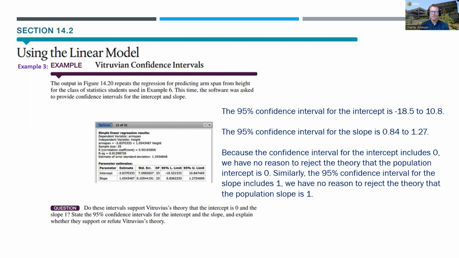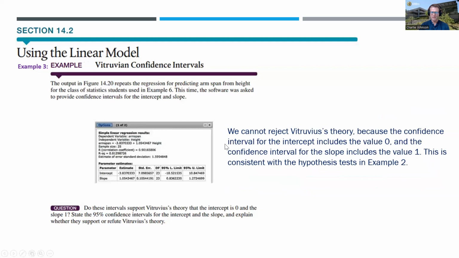Because the confidence interval for the intercept includes 0, we have no reason to reject the theory that the population intercept is 0. Similarly, the 95% confidence interval for the slope includes 1. Again, we have no reason to reject the theory that the population slope is 1. These results are consistent with what we did with our hypothesis test in example 2.